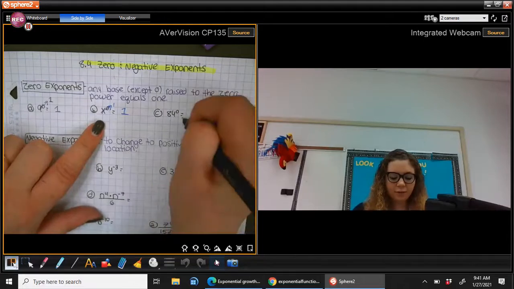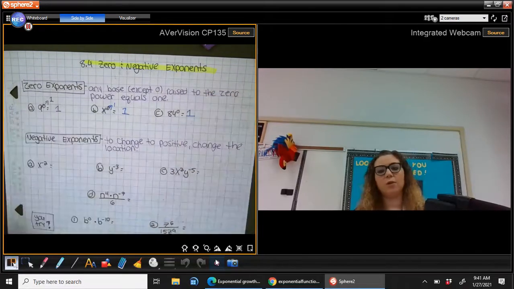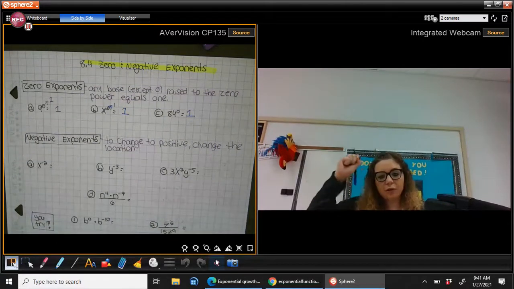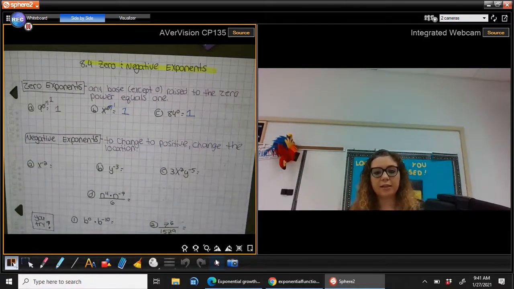84 to the 0 is just going to give me 1. So anytime you see anything raised to the 0 power, that whole thing is going to equal 1.